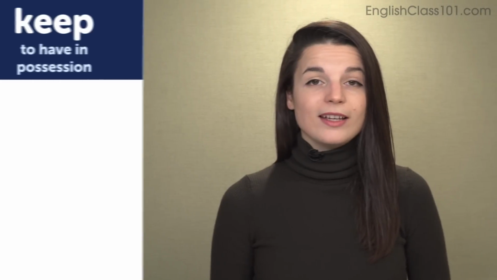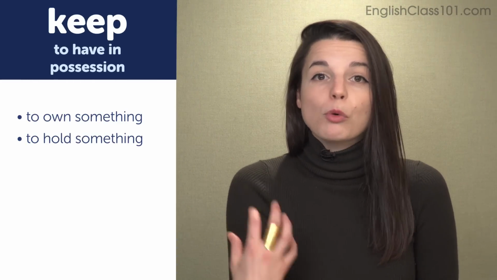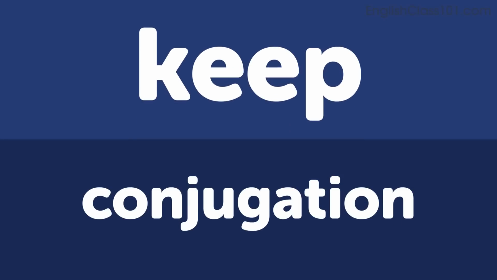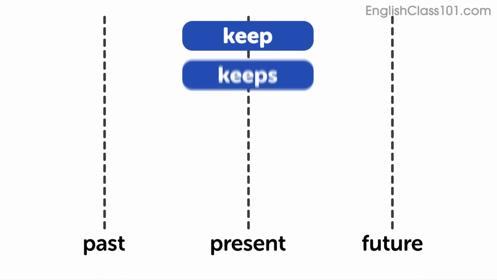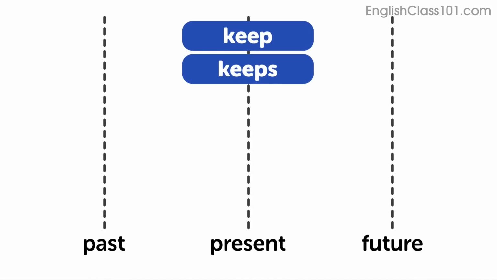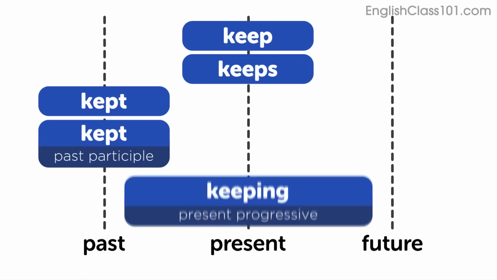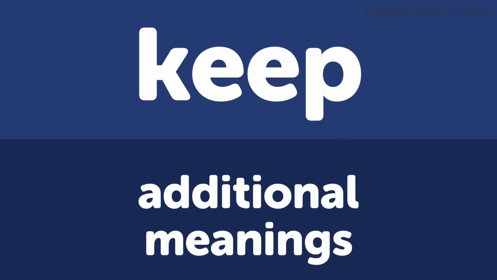The basic definition of the verb keep is to have in possession. So like to own something or to hold something is to keep. Here are the conjugations for this verb. Present tense, keep, keeps. Past tense, kept. Past participle, kept. Progressive tense, keeping.